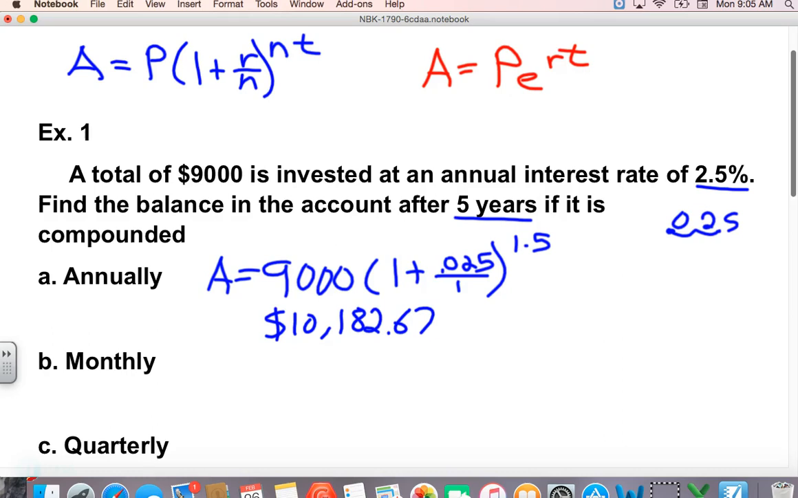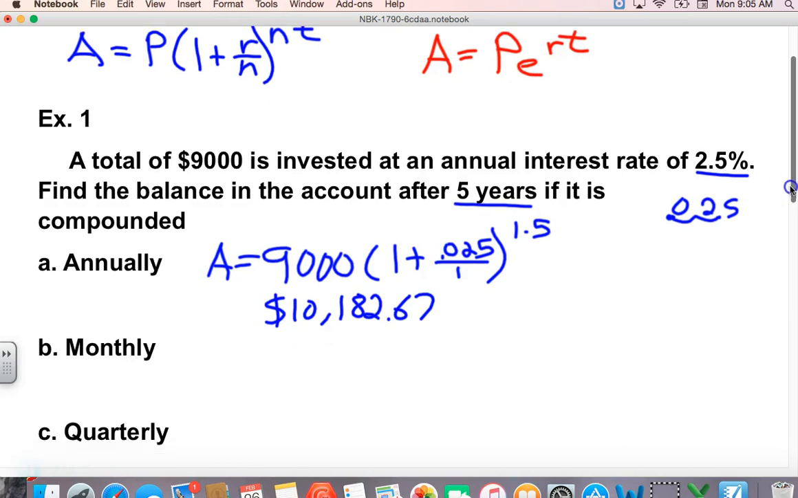So if you had an account, you put $9,000 in it with a 2.5% interest rate, and it's compounded annually for 5 years. Then after those 5 years, you're going to have $10,182.67 in your account. Let's do it for monthly.